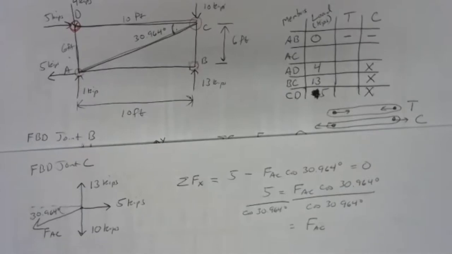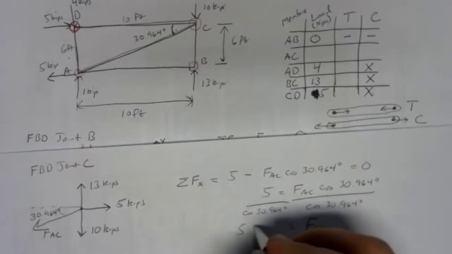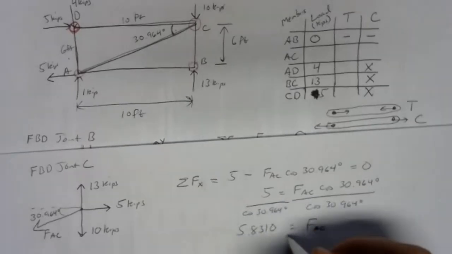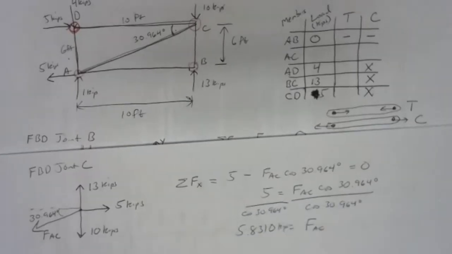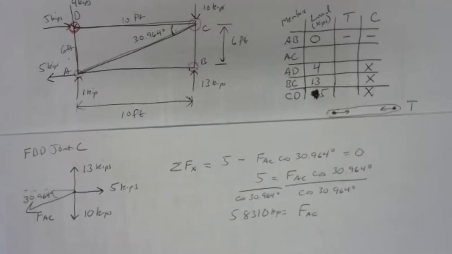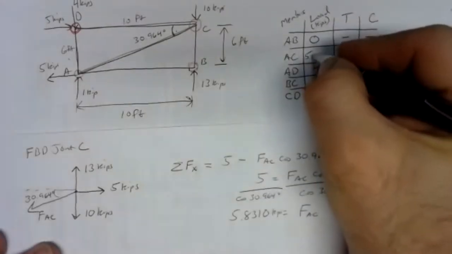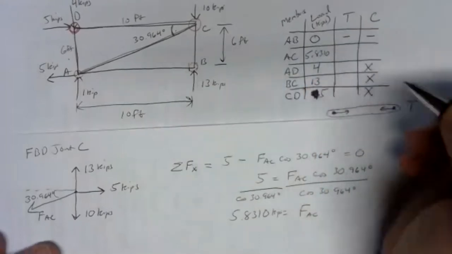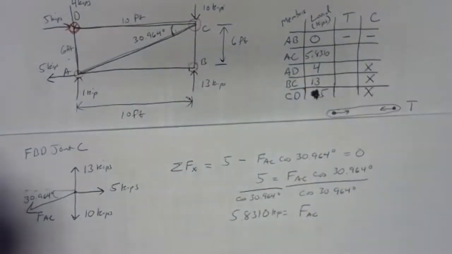So FAC is 5 divided by the cosine of 30.964. And that gives us 5.8310 kips. And it came out positive, which means our assumed direction is correct. So we can go over to our table here and fill in 5.8310. We have to determine tension or compression.